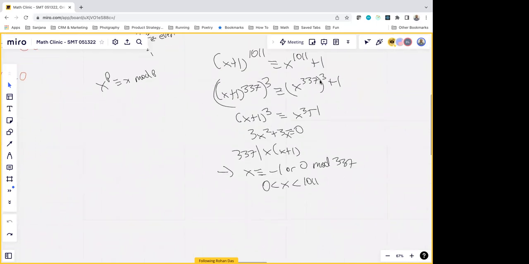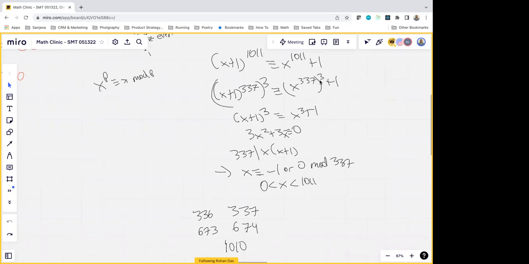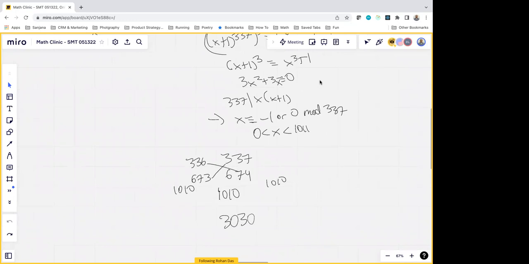Then we can just write out all the possibilities. We have 336 and 337, and 674 and 673, as well as 1010. These two sum to 1010, and these two sum to 1010. So the answer is 3030. Are there any questions?